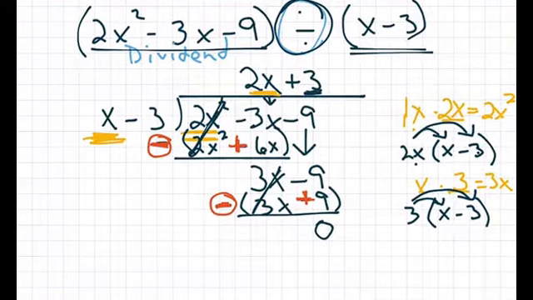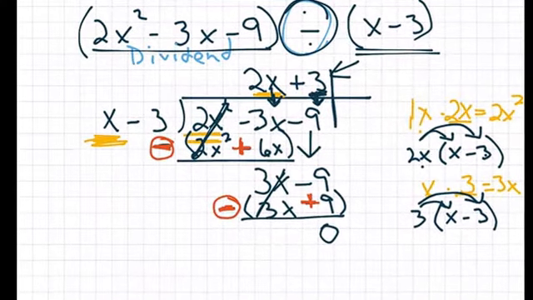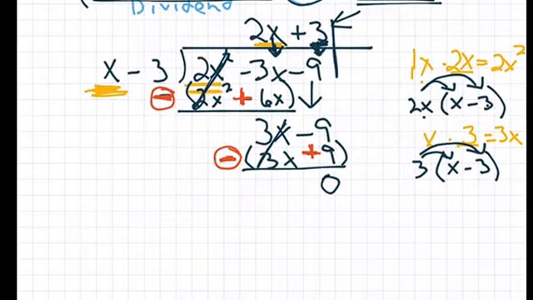So, notice here that I have my x's lined up and I have my constants lined up. This term right here is at the end of my trinomial, my dividend, so I'm done. So let's go ahead and write our different parts.